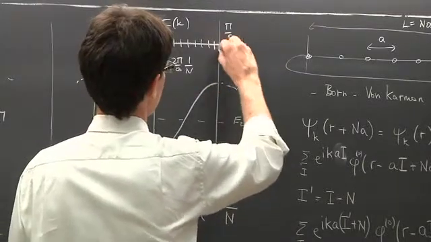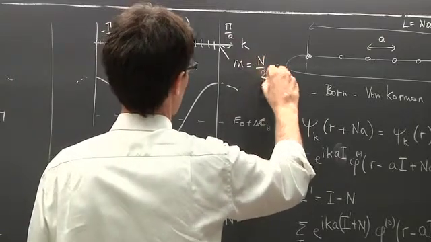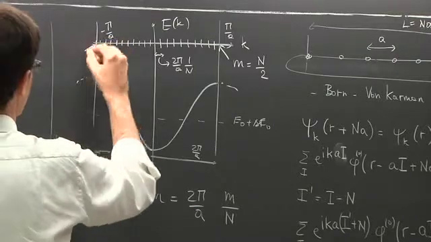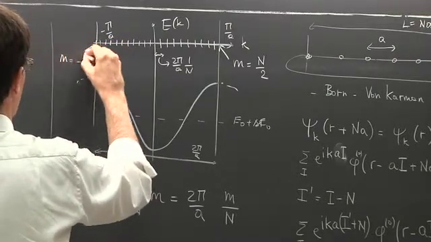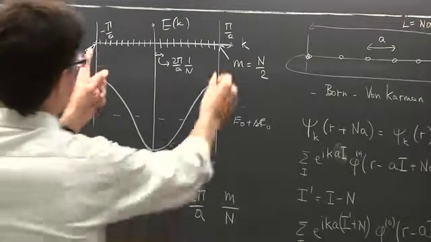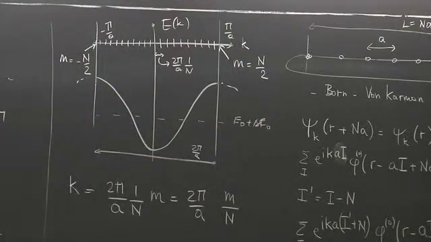So this point here will be m equals capital N over 2. I'm assuming that N is even, okay? N is large, but I can make it even. Similarly, this point here will be m equals minus N over 2. So in total, I will have capital N slices in this segment.